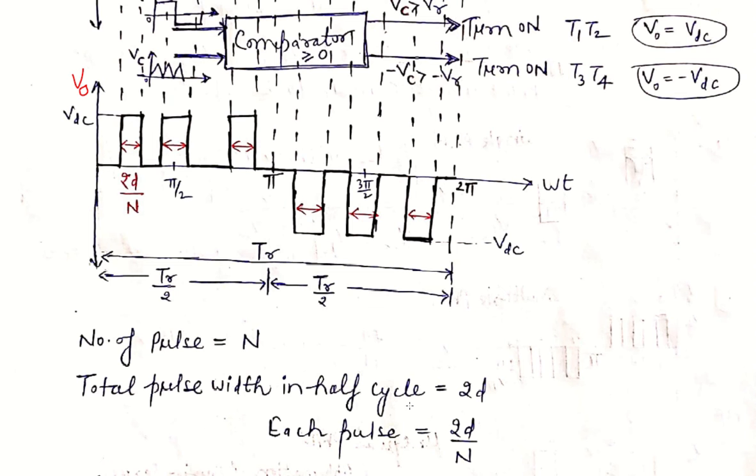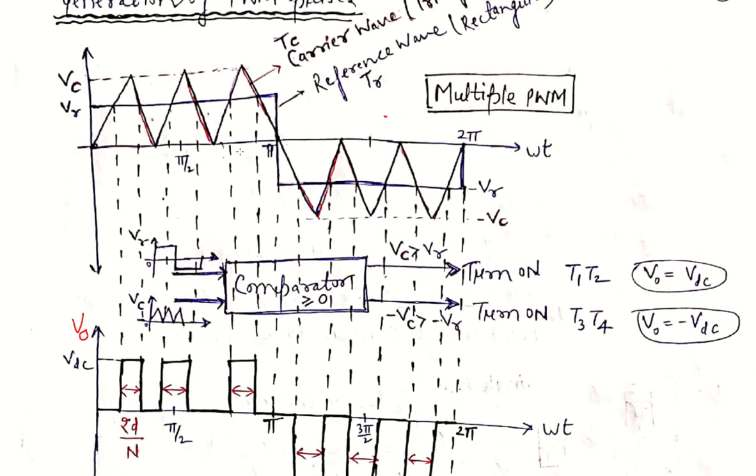So the total pulse width in each half cycle is 2d, and each pulse is 2d by n, because this total pulse width of 2d is divided into 2d by n, 2d by n, and 2d by n respectively. And this is the time period of the carrier, and three oscillations or three cycles are completed by this carrier waveform.